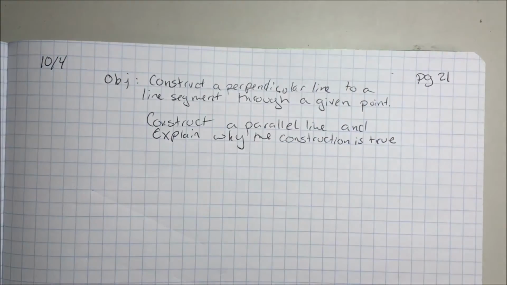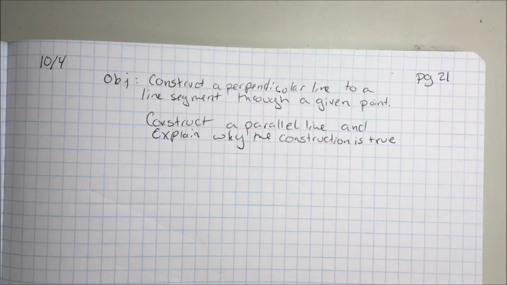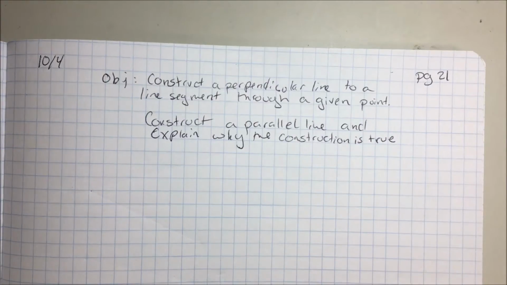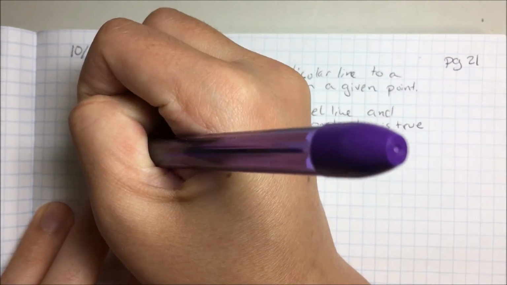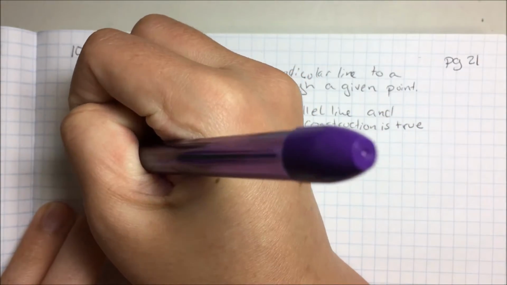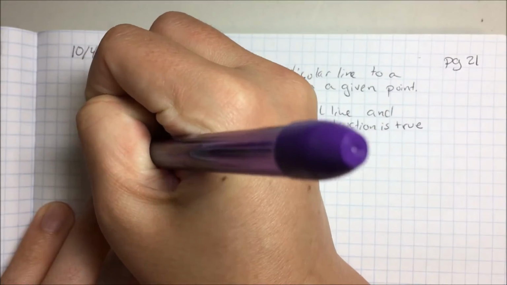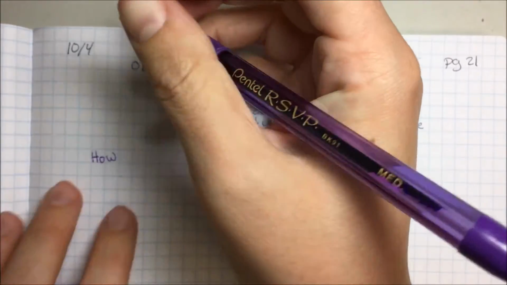So the first thing we're going to do is construct a perpendicular line. Now, we've constructed a perpendicular bisector, but we have yet to construct an actual perpendicular line. Okay? If you have red, put this in red. If not, I'm going to put it in purple.